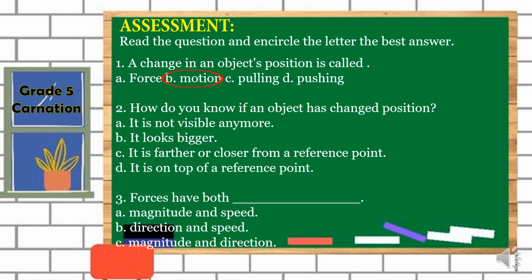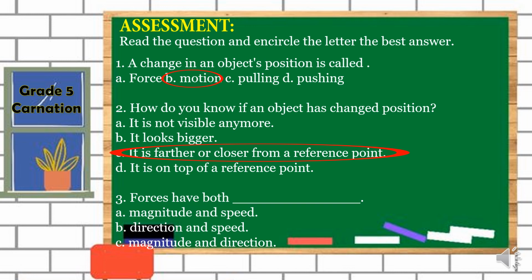You are correct. Number 2, how do you know if an object has changed position? A. It is not visible anymore. B. It looks bigger. C. It is farther or closer from a reference point. Or D. It is on top of a reference point. The answer is letter C. It is farther or closer from a reference point.